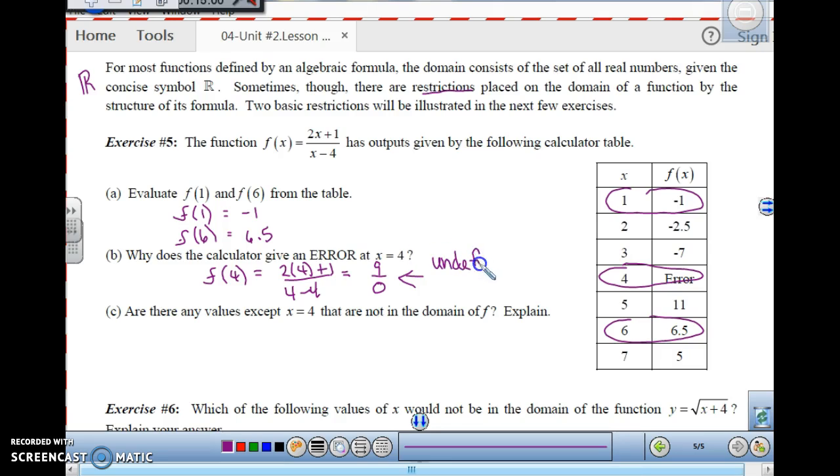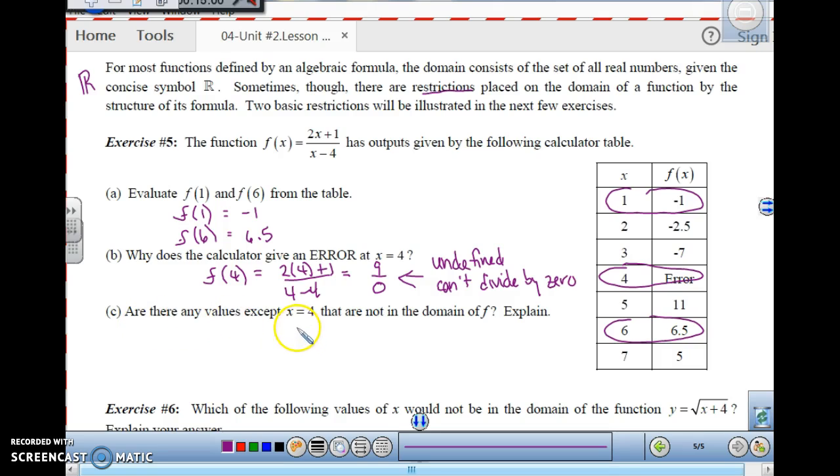You can't have a 0 in the denominator. You can't divide by 0. Remember my poster in the front of the room, thou shalt not divide by 0? You cannot have a 0 in the denominator. So if you can't divide by 0, that makes it undefined. So that x value of 4 will not work. If you have any value that'll make this undefined, then that cannot be included in the domain. So x equals 4 cannot be in the domain.